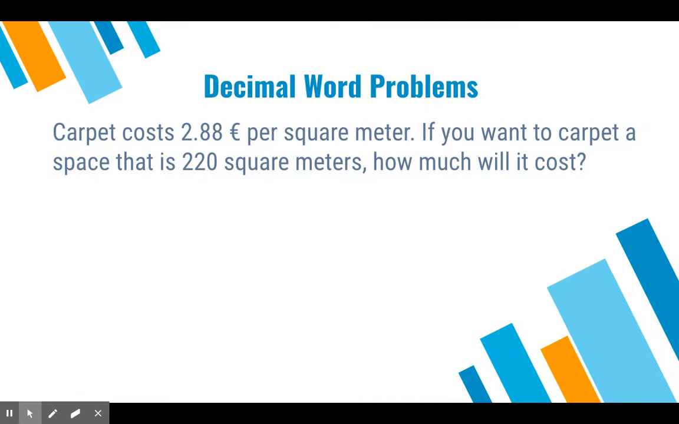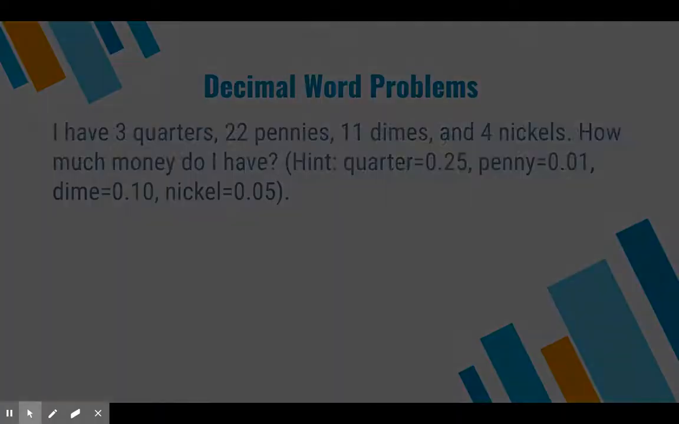Carpet costs $2.88 per square meter. If you want to carpet a space that is 220 square meters, how much will it cost? So you want to know total cost. You know the price per unit, it's per square meter. You know how many units you want, so you multiply those two together and you get the total cost.